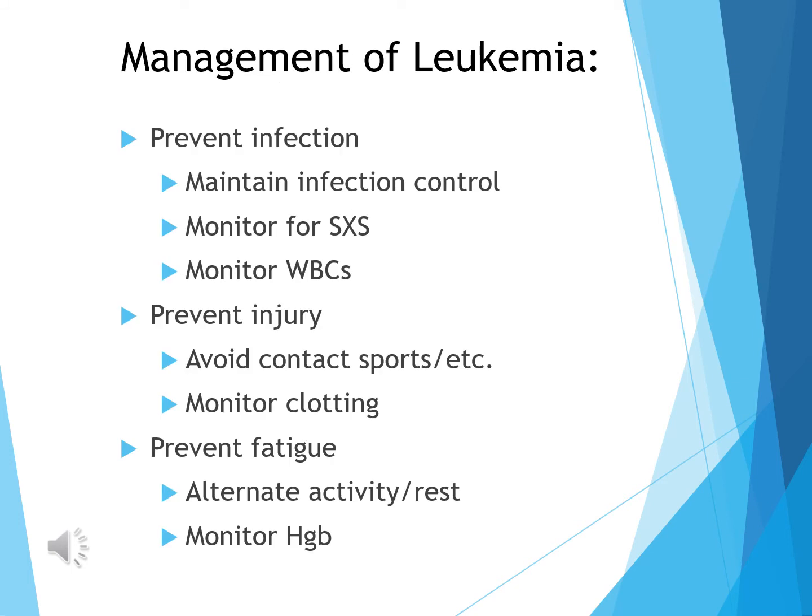Management of leukemia includes prevention of infection, prevention of injury, and prevention of fatigue, which can lead to accidents or safety risks. For prevention of infection, we want to maintain infection control, monitor for signs and symptoms, and monitor white blood cell counts. For prevention of injury, we want to avoid contact sports and things that injury can occur from, and monitor our clotting times. We also want to prevent fatigue by alternating activity and rest and monitoring our hemoglobin levels.